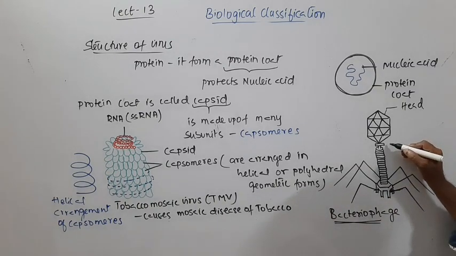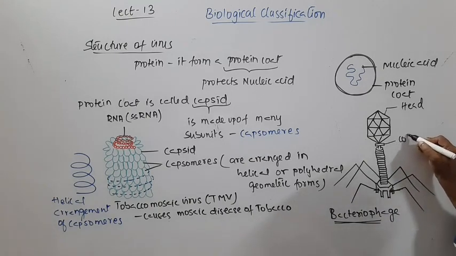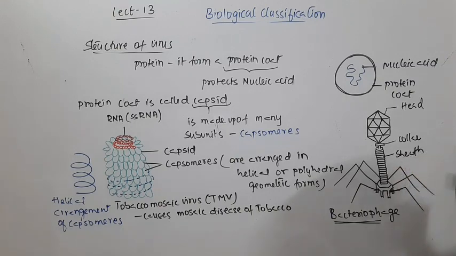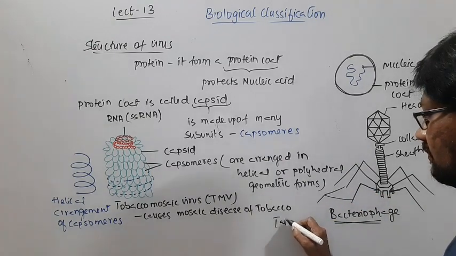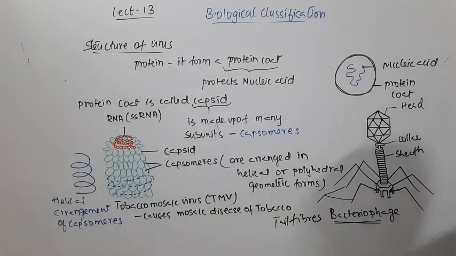And then below this we find the collar. There is the collar, and this is the sheath, and these are all called tail fibers. So they are all called tail fibers, and this is called the basal plate.